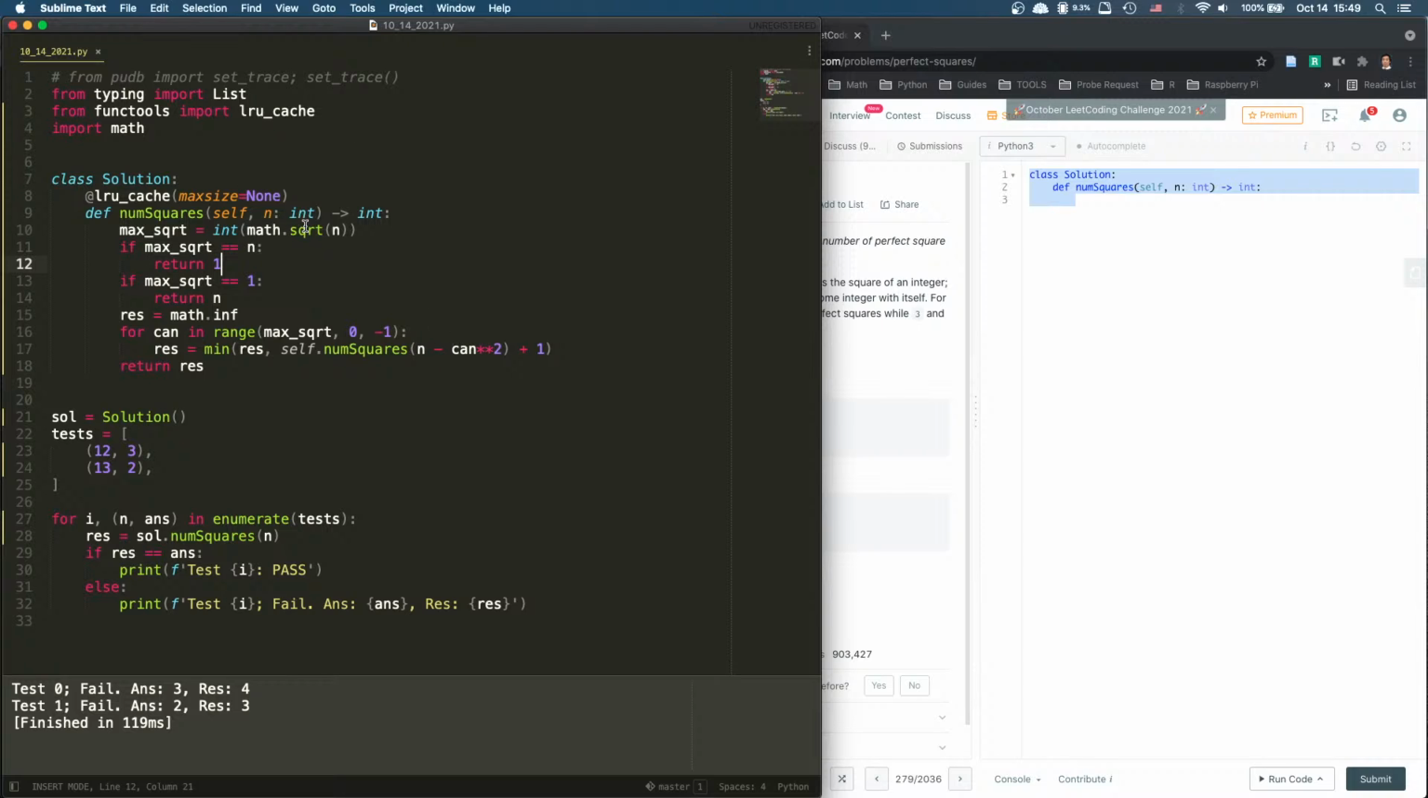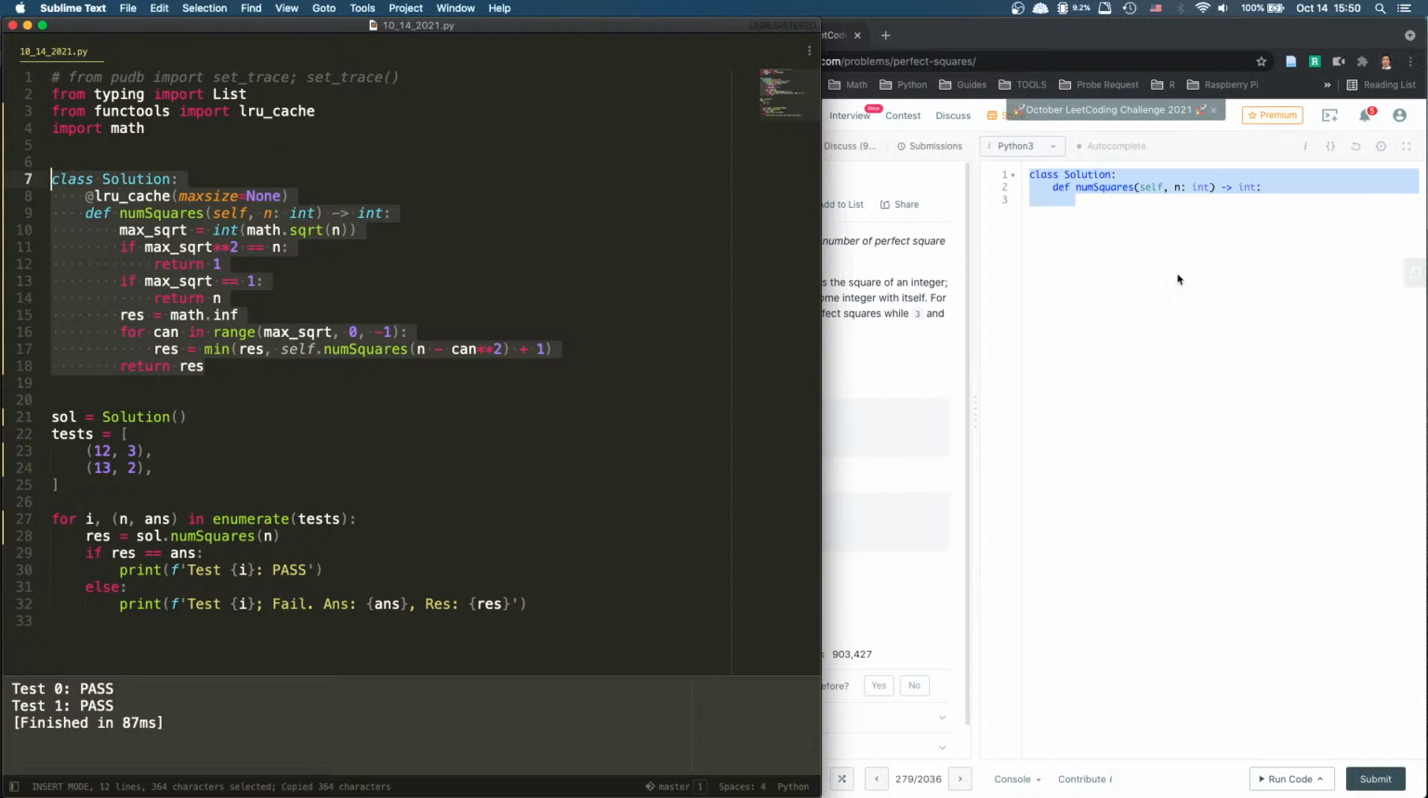8 comes in, max square root is going to be 2, and now we go 2 and 1. So we go 2, and then 8 minus 2 is 4. Come back. Oh, max square root squared. Here, if it's squared, is equal to n, then we return 1. Otherwise, if it's square, that's 1, that's fine. Yeah, there we go.